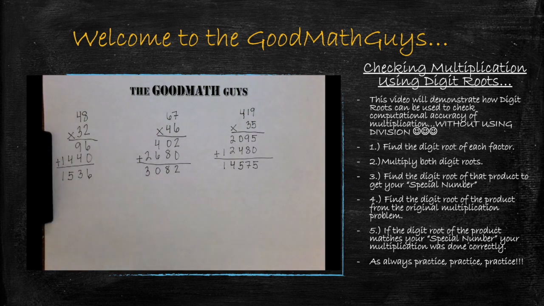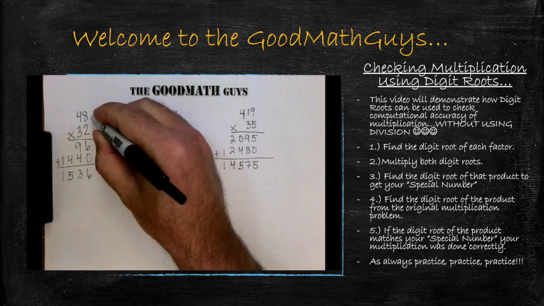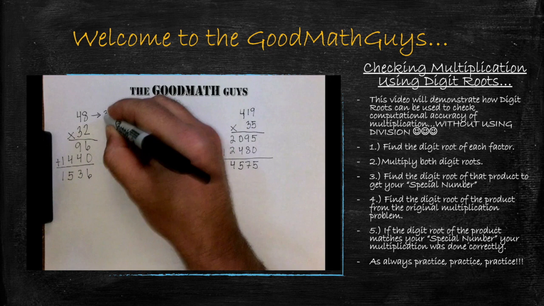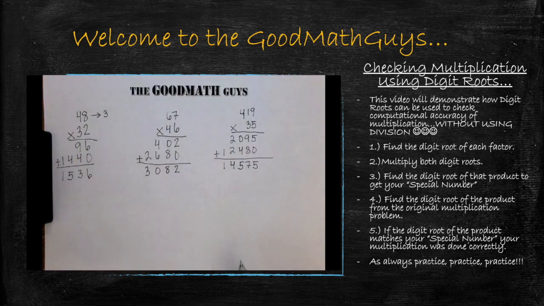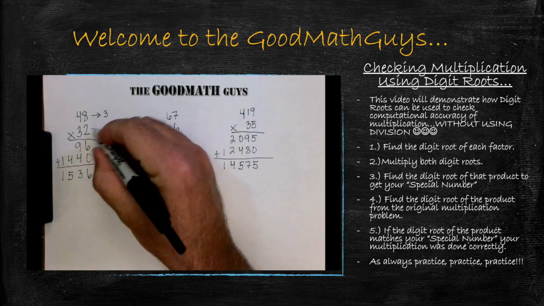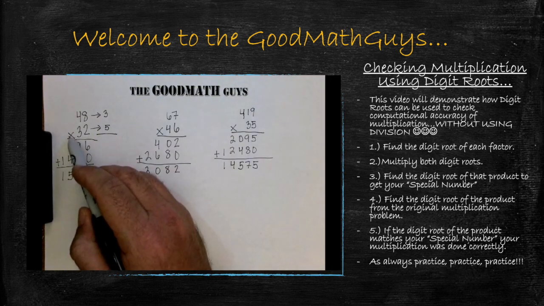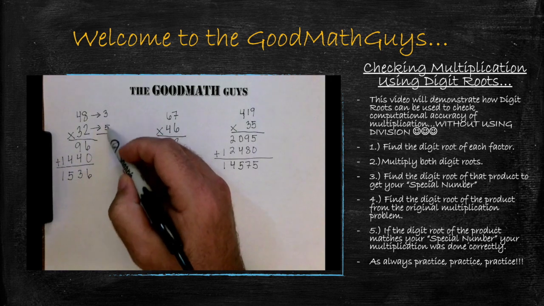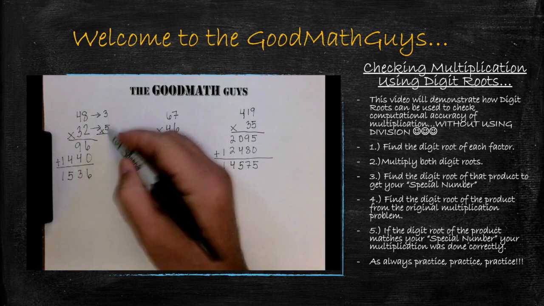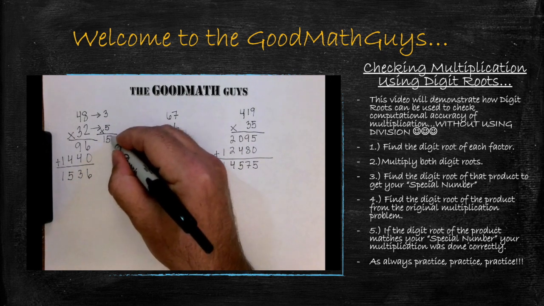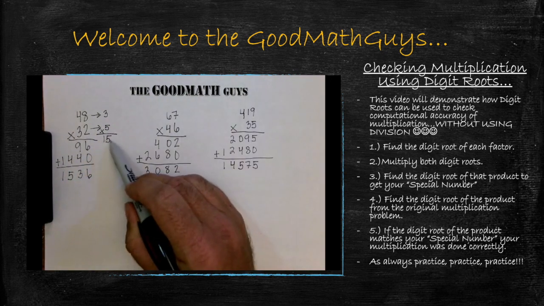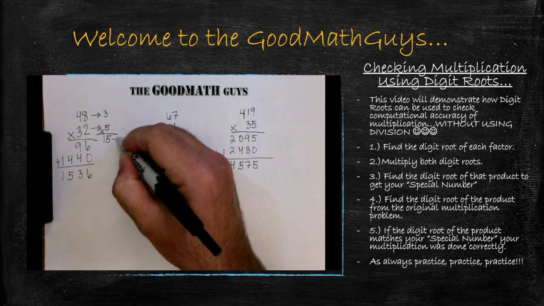4 plus 8 is 12. 12 is not a digit, so we need to continue with our adding. 1 plus 2 is 3, so the digit root of this factor is 3. The second factor is 32. 3 and 2, when you add them together, give you 5. 5 is a digit, so we don't need to add any further. Now, very important, since this is a multiplication problem, we are going to multiply the two digit roots. 3 times 5 is 15, which again is not a digit, so we find the digit root of this, which is 1 plus 5 is 6.